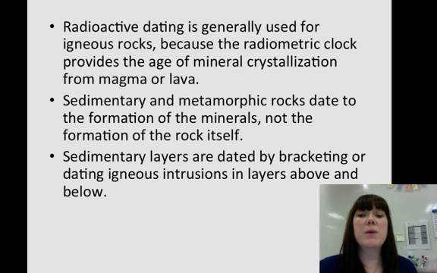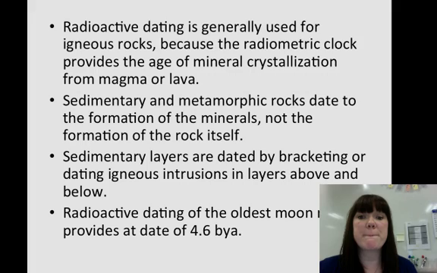We are able to date sedimentary layers by dating any igneous intrusions that might go through it or be above or below it. We've also radioactively dated some moon rocks, and the oldest ones that we can find give us a date of about 4.6 billion years old. So that gives us an idea of when the moon itself formed.